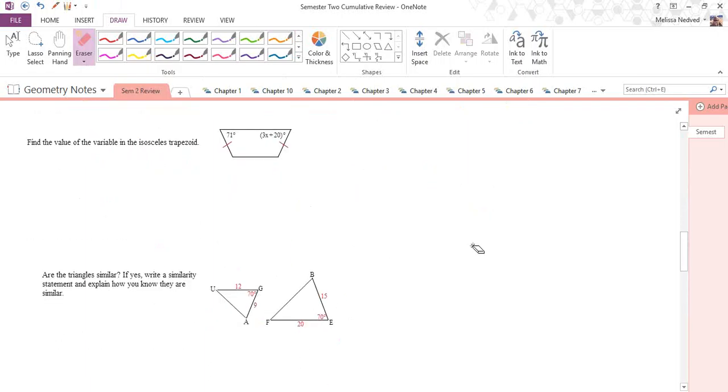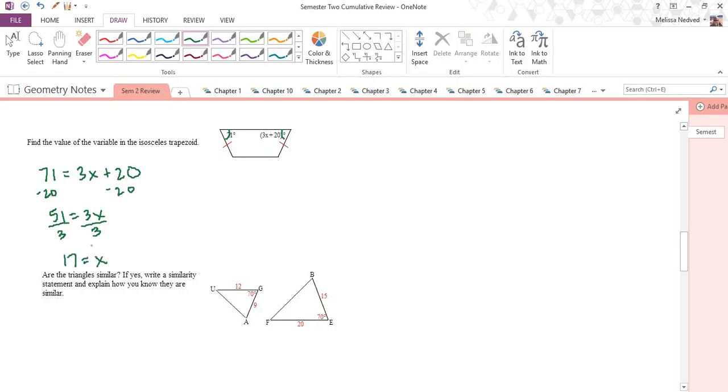All right, next, we've got a picture of an isosceles trapezoid. Remember, an isosceles trapezoid is a trapezoid that has its legs congruent, or its non-bases are congruent. And only in isosceles trapezoids, we know that the base angles are congruent to one another. So that means that this angle here has to be congruent to this angle. And if my angles are congruent, my measures are equal. So 71 must equal 3x plus 20. And solve for x. Subtract 20 from both sides. So 51 is equal to 3x. Finish it off by dividing both sides by 3. And x is equal to 17.